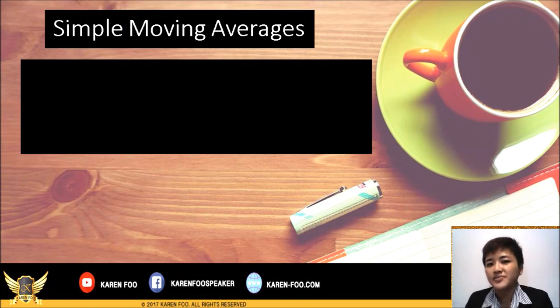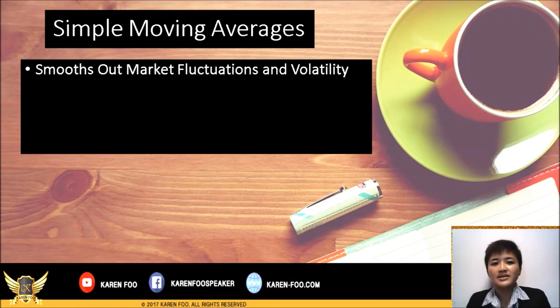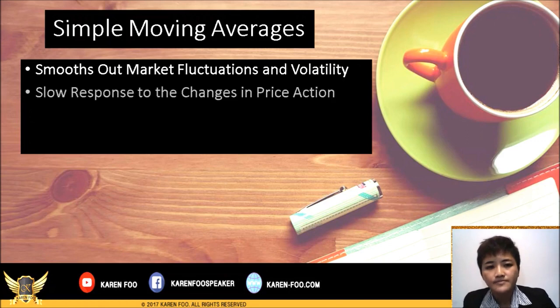So there are two main types of moving averages. The first type that's very commonly used is the simple moving average. Now the simple moving average tends to smooth out all the market fluctuations and volatility. In other words, it puts your focus onto the overall trend of the market rather than being distracted by the temporary current volatility of the candlesticks. Okay, and the SMA tends to have a very slow response to the changes in the price action.